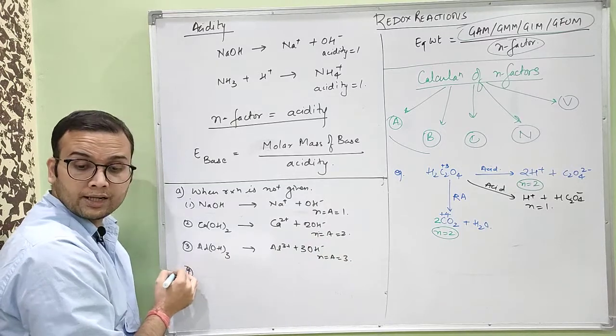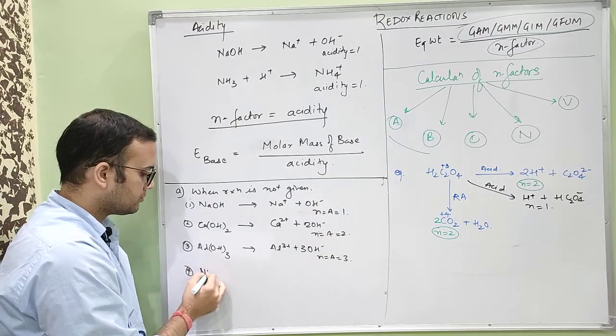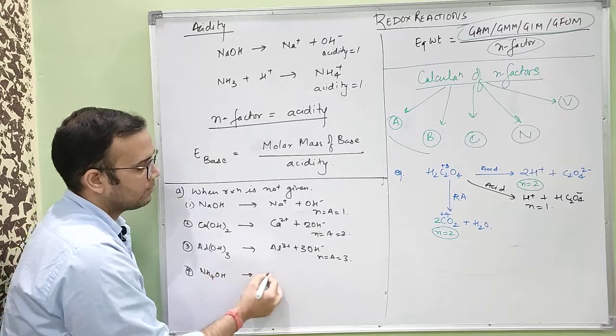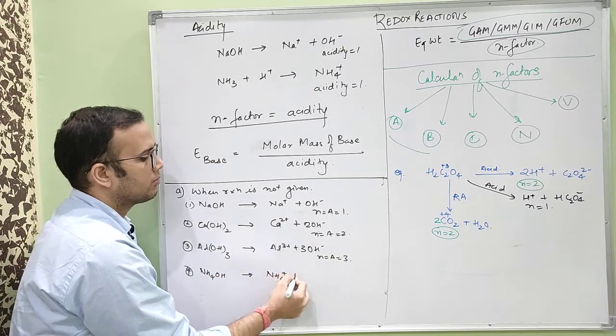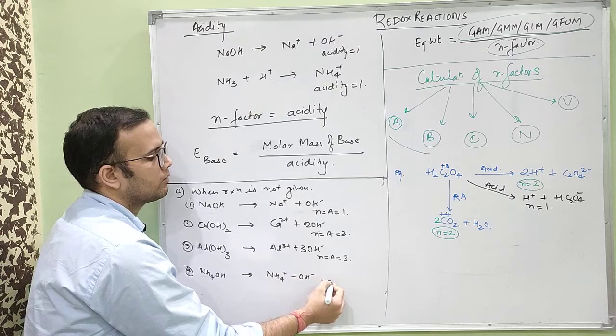Got it? Let's take the example of NH4OH. In this one we can get NH4 plus OH minus, that is N equals A equals.